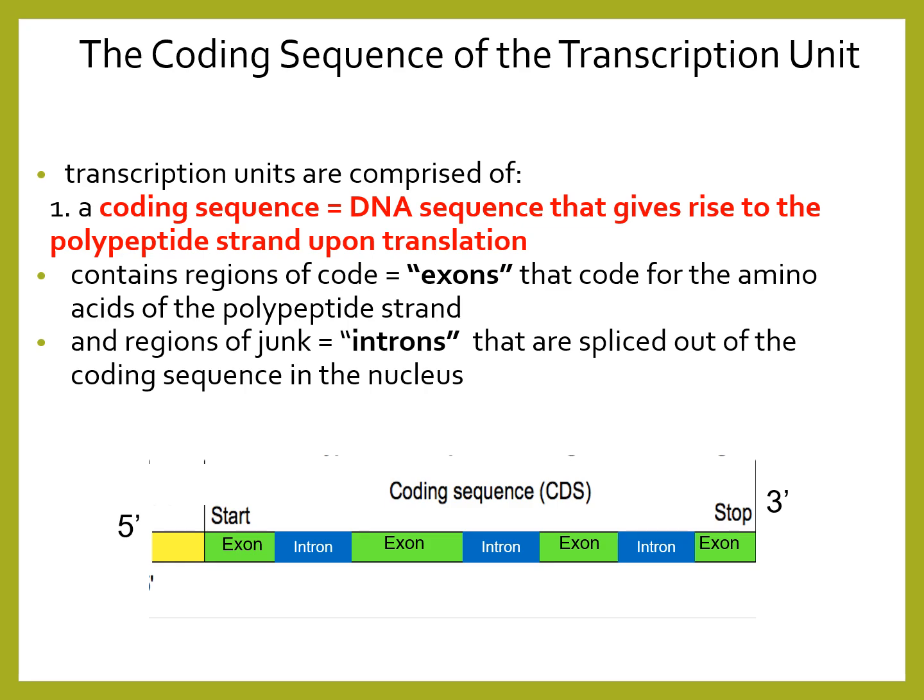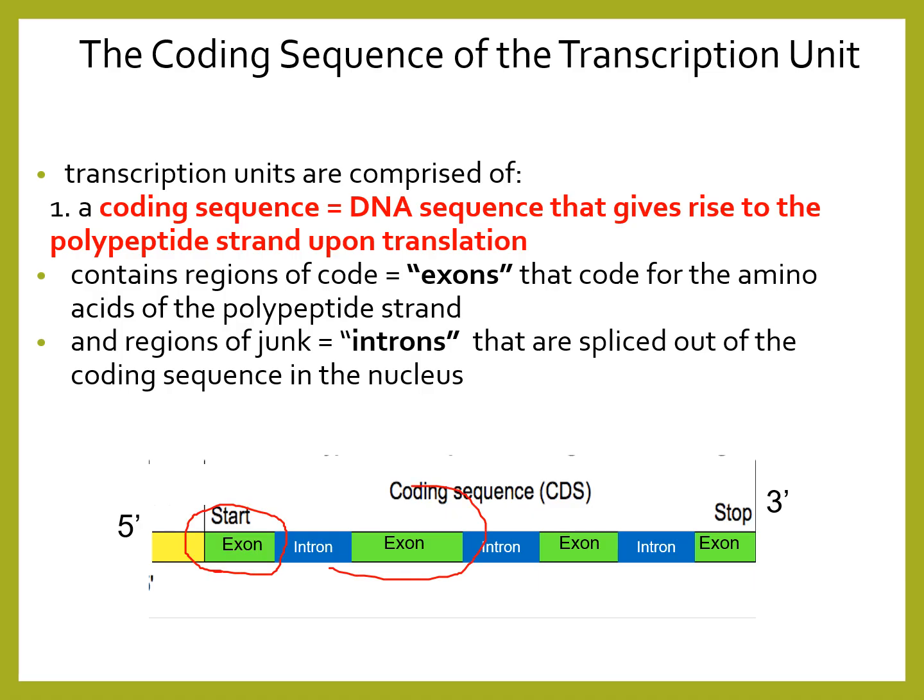The coding sequence is the sequence of DNA that gives rise to the polypeptide strand upon the process known as translation. So the coding sequence is going to code for the amino acids we find in a protein. Not all of the coding sequence is going to become an amino acid upon translation. Stretches of the coding sequence that are actually going to be transcribed and then translated to become amino acids, these are stretches of DNA called exons.